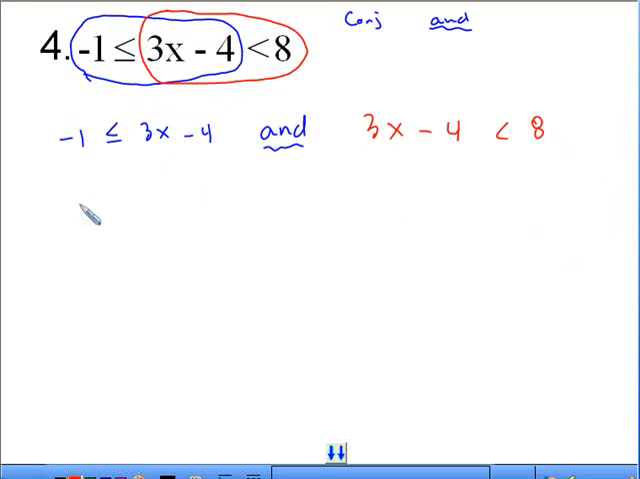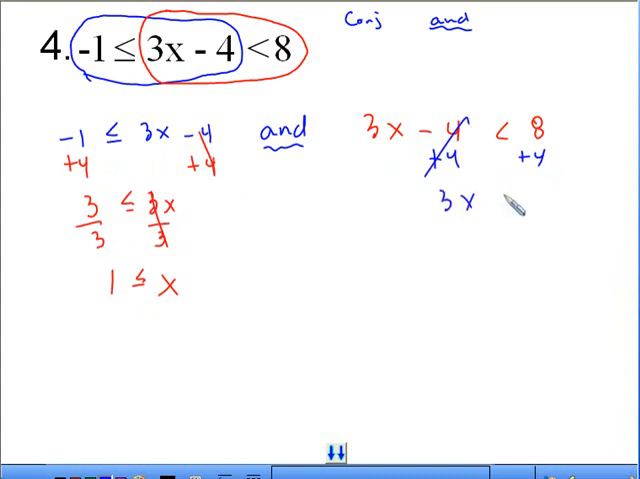And now just solve them separately. So work it out separately. We're going to add 4 here, add 4. So this will give us 3 less than or equal to 3x, divided by 3, 1 is less than or equal to x. Over here, let's work it out: add 4, 3x is less than 12, divided by 3, x is less than 4.